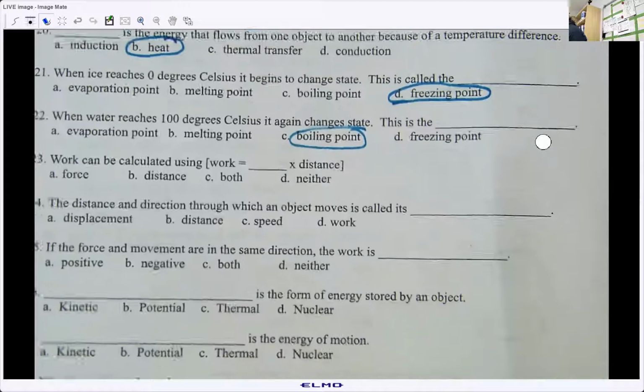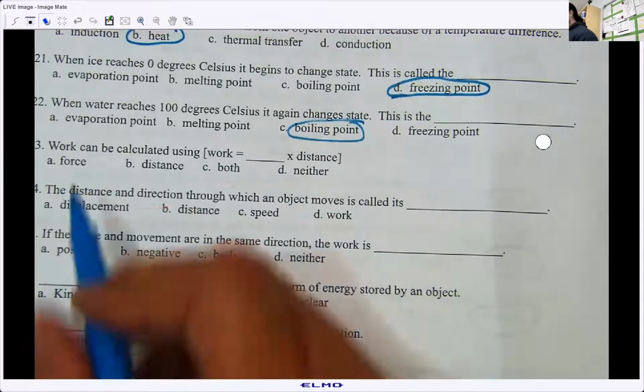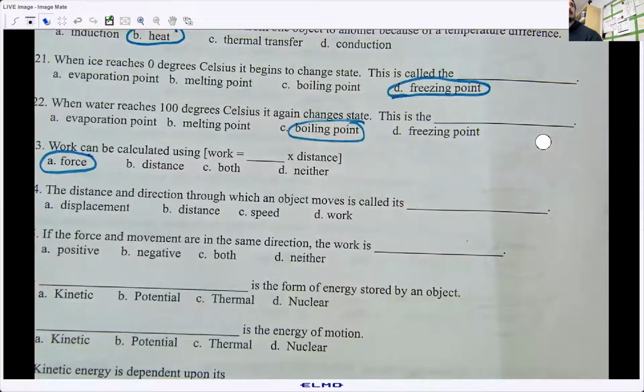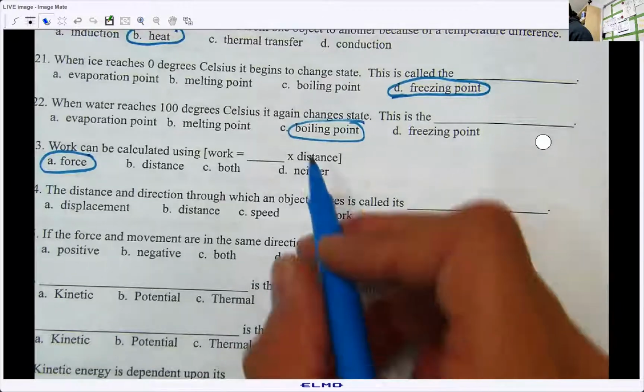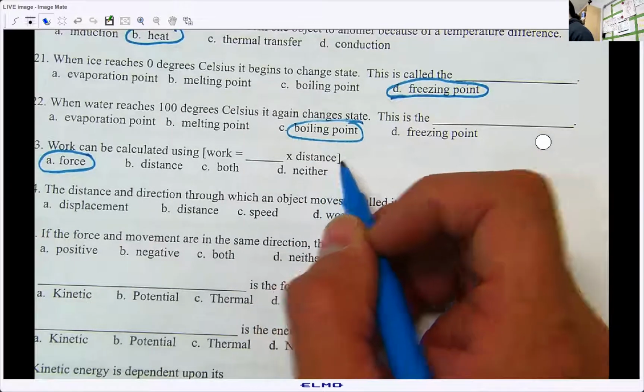Work can be calculated from the equation work equals force times distance, right? You have to apply a force to an object. As you apply that force, push it over a certain distance. That's called work. Remember, if the object didn't move, then no work was done.